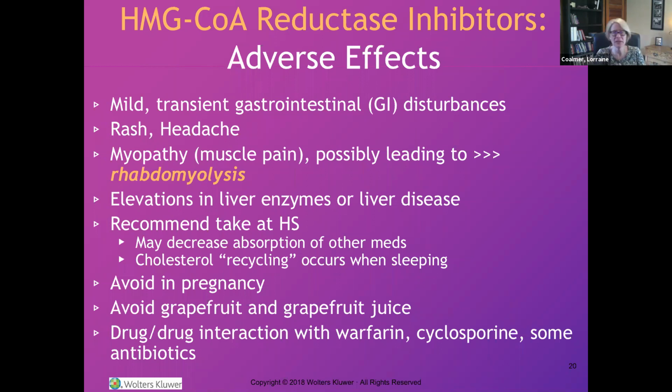Biggest complaint from patients, muscle pain leading to rhabdo. I've only had a couple come in the hospital with rhabdo from a statin. More so it's just this muscle pain that didn't throw them into kidney failure, but it could. Okay, so make sure that you are monitoring their liver function and kidney function. So your BUN, creatinine, GFR.